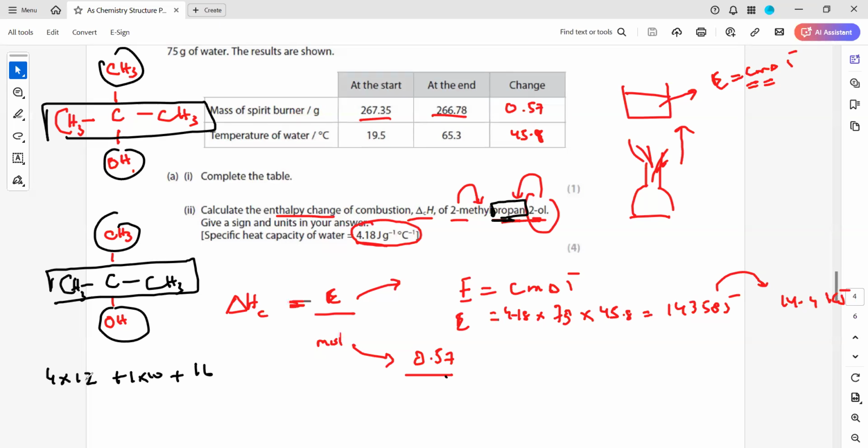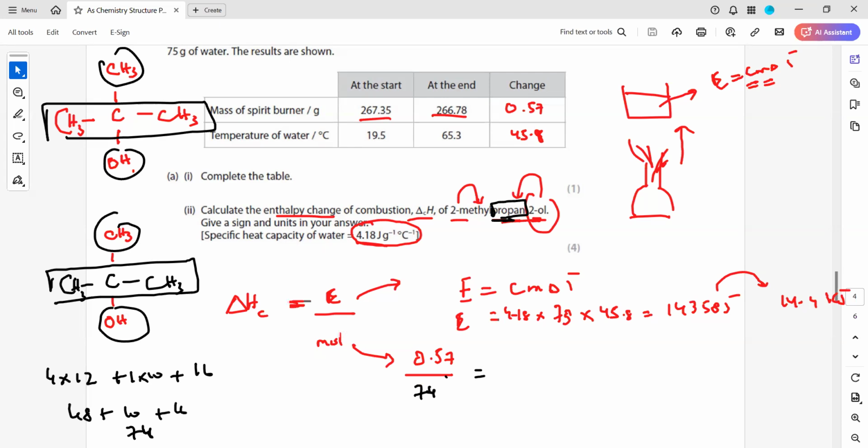So 12 multiplied by 4 will make 48, plus 10, 58, plus 16. So it will make 74. So the molar mass of this compound is 74. So moles equal mass in gram divided by the molar mass. So 0.57 divided by 74.